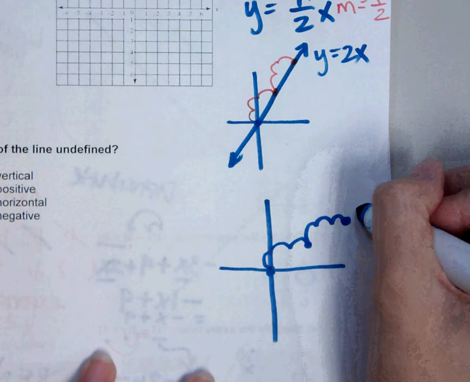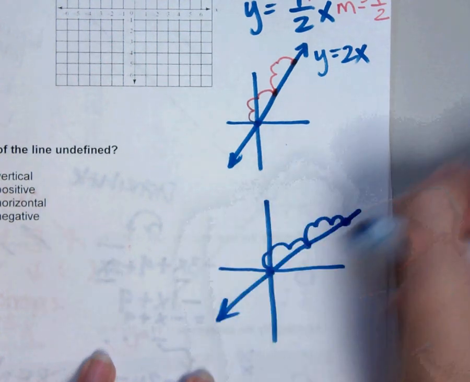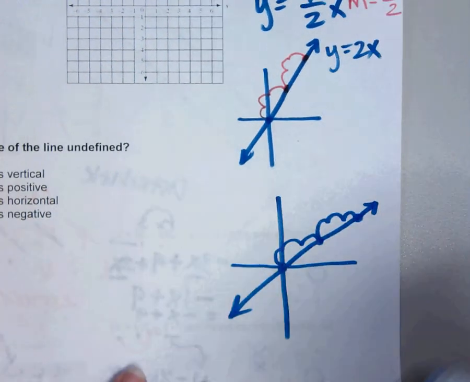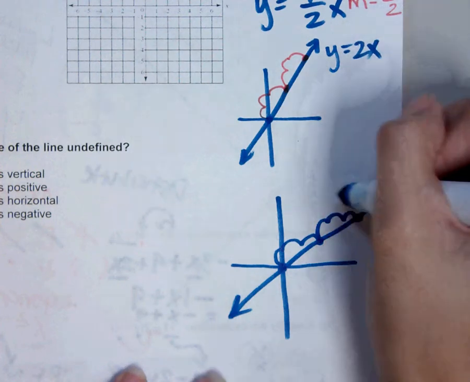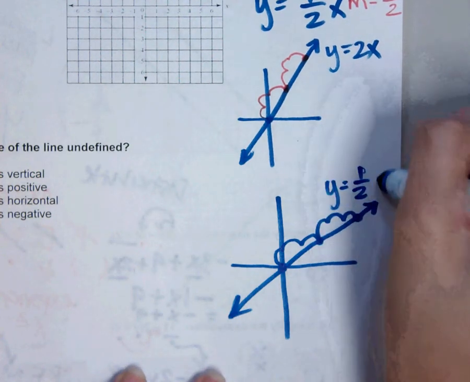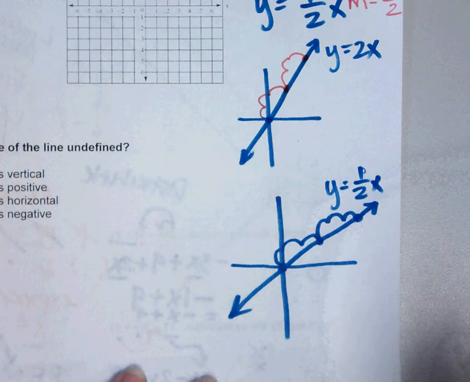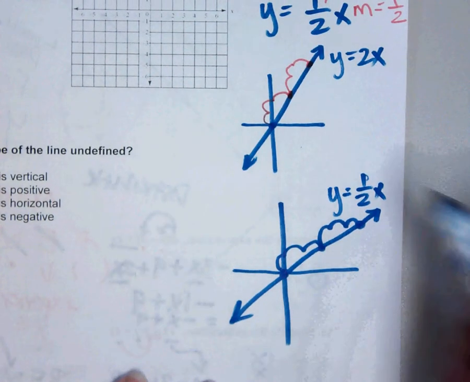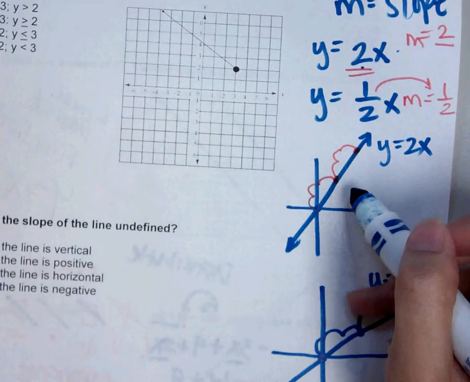And let's draw this graph. Which one is more steep? The one with the bigger number? I'm sorry, let me write this. Y equals 1/2 x. Or the one with the smaller slope? And it kind of looks like the one with the bigger slope makes a steeper graph.